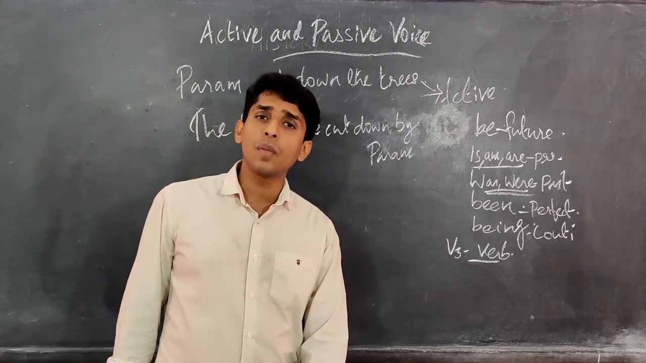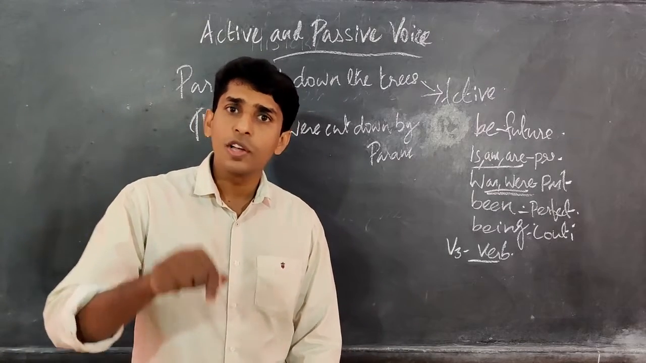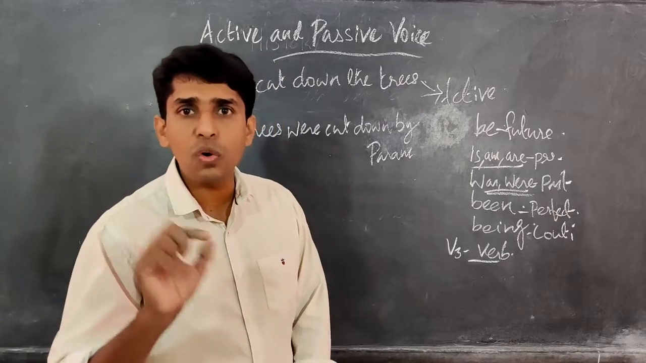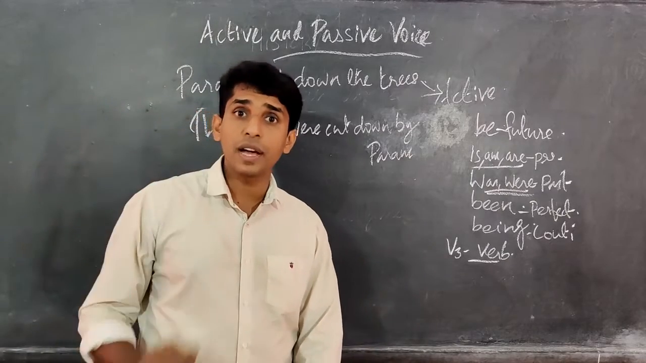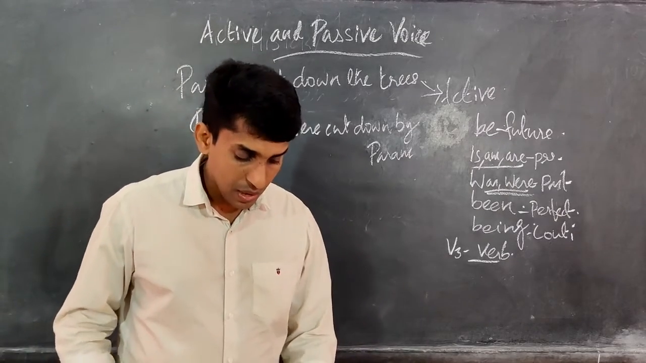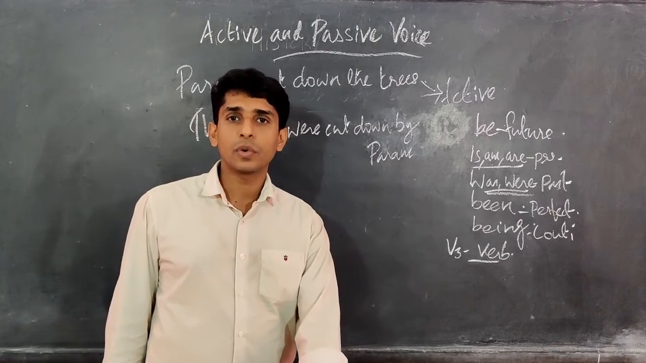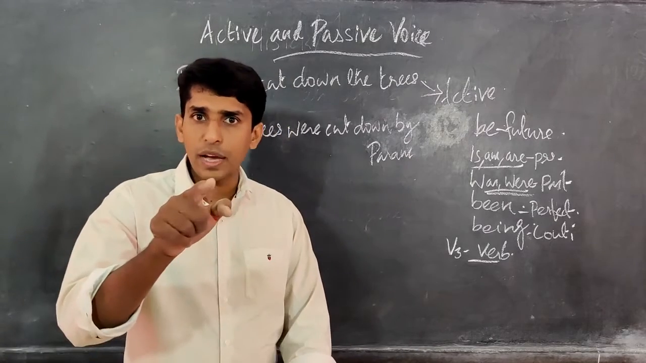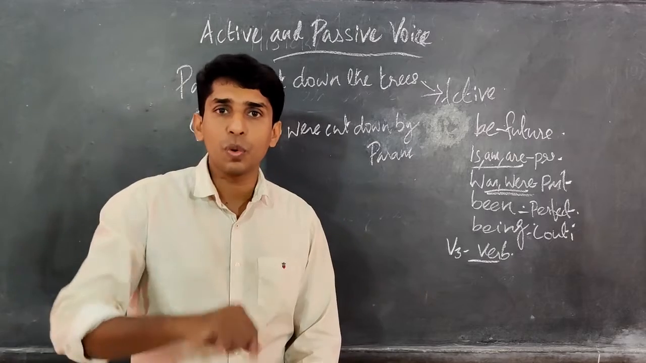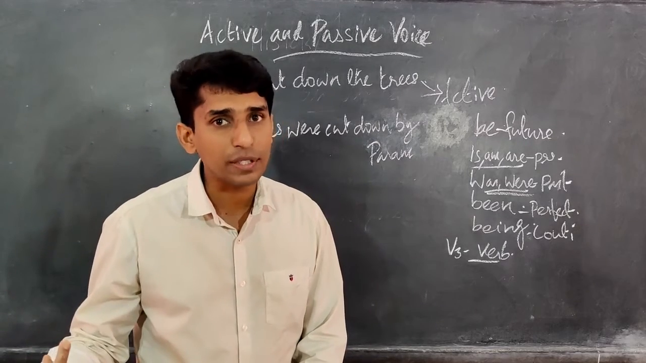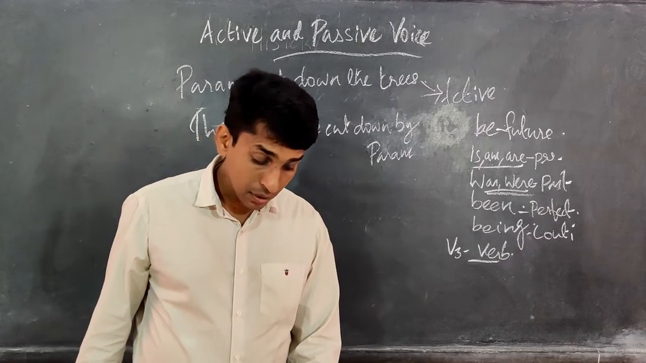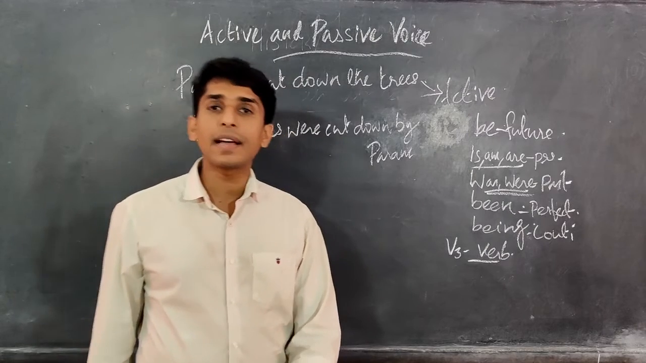Then, the snow was cleared by the workers. Who is clearing the snow? Workers are clearing the snow. So what voice? It is not the snow that is doing the activity. Workers are doing the activity. So again, passive voice. Harish broke the window pane. Who is doing the activity? Harish is doing the activity. Harish has broken the window. So, active voice.